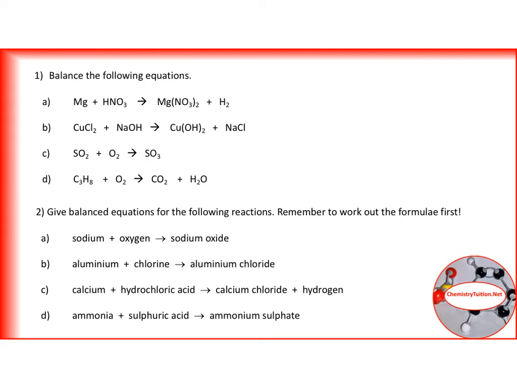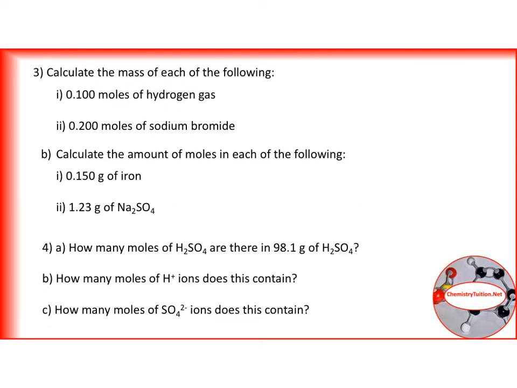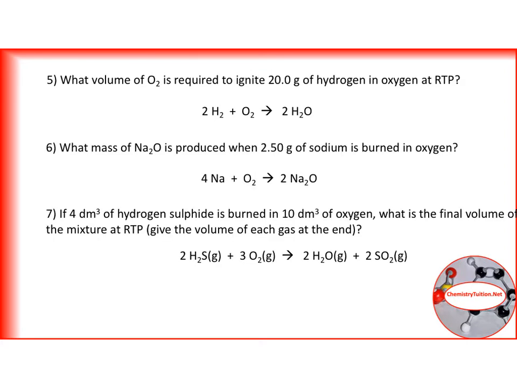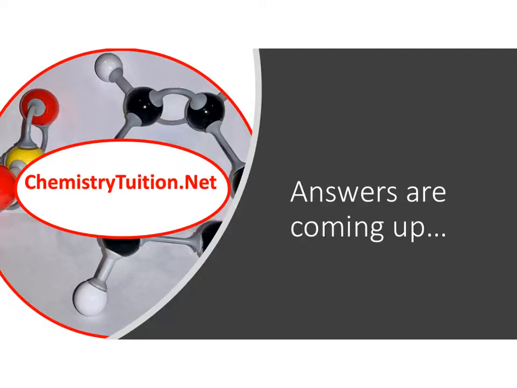So here's our first page of questions, question 1 and 2, where we'll be looking at balancing equations and also working out the correct formulae. You can pause if you like and do it, or as I said, download the worksheet. Questions 3 and 4 are looking more at calculating moles and masses, and also thinking a little bit about what the mole means in question 4. Here are the final set of questions, and these will all relate to reacting masses or volumes. So, coming up are the answers.